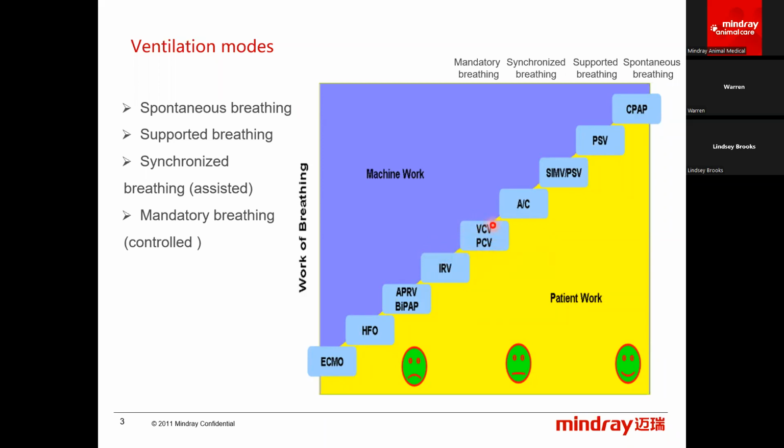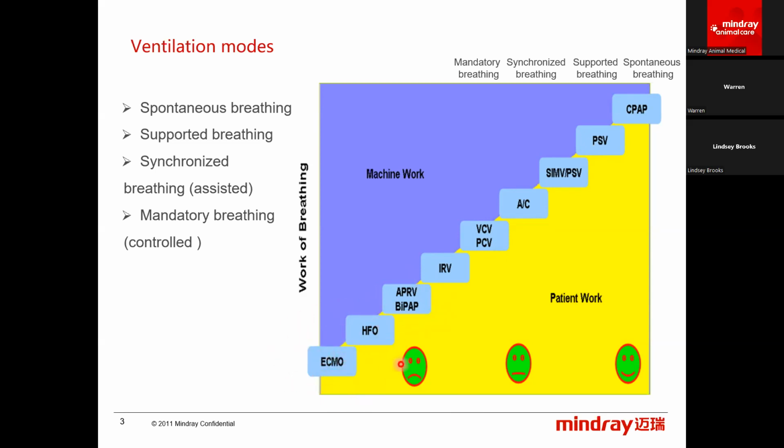And this is volume control and pressure control. These are some of the basic ventilation modes that we find on a lot of ventilators, and they are mandatory controlled breathing. In that case, the patient no longer has a respiratory drive, or should not any longer have a respiratory drive. As we move on down, we get more and more involved. We end up with BiPAP, APRV, high frequency oscillation, and ECMO.